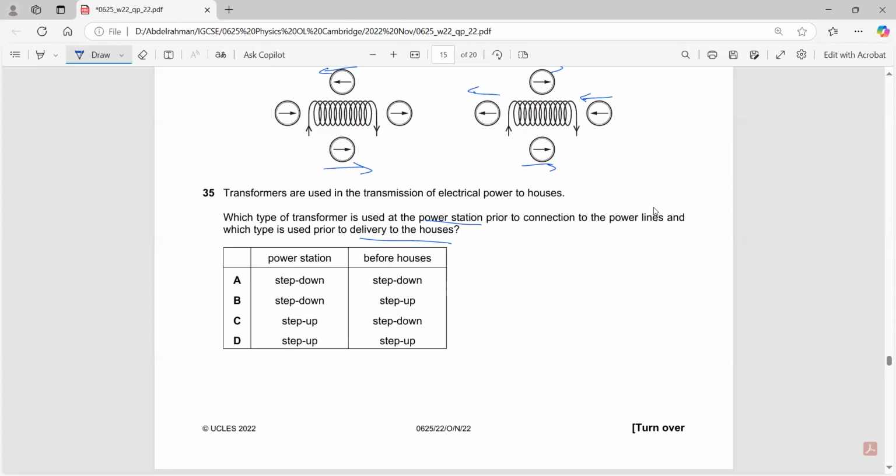Why? Because when you increase the voltage, you can decrease the current, and then you can decrease the power losses. So you need a step-up transformer right after the power station. What about right before the houses? You need a step-down transformer, because if you have very high voltages going into the houses, we would all be electrocuted. It is C.